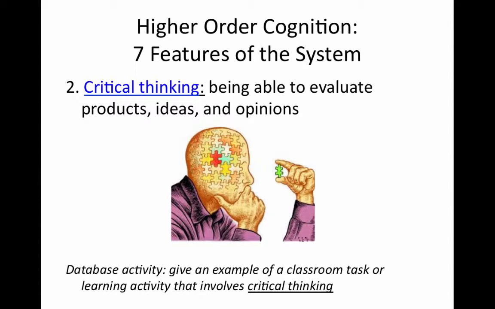The next feature of the system that's presented for higher order cognition is critical thinking. And that's defined as being able to evaluate products, ideas, or opinions. So this particular feature has been emphasized a lot in recent discussions of 21st century skills, and is also mentioned quite frequently and repeatedly throughout the Common Core state standards.